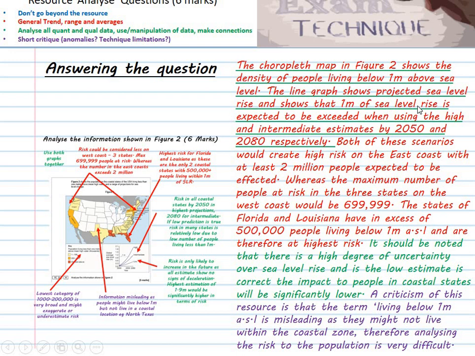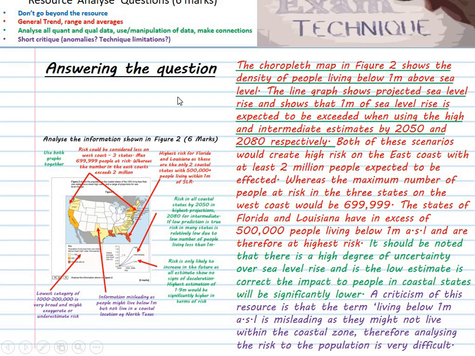So across this answer, in this top section, I've made a point of the high and intermediate projections, and in this green section here made the point that the low projection in the graph might actually mean that the risk that is appearing in this map might actually not be correct. I've then included just one of my criticisms, my critiques. I've called it a criticism, so I'm pointing it out to the examiner. A criticism of this resource is that the term living below 1 metre above sea level is misleading, as they might not live within the coastal zone. Therefore, analysing the risks of the population is very difficult.